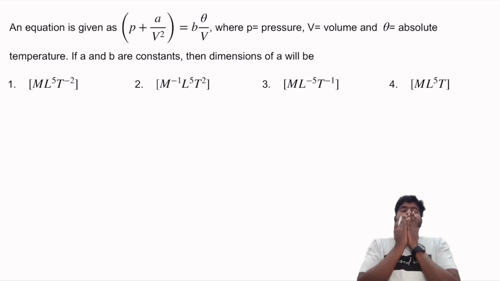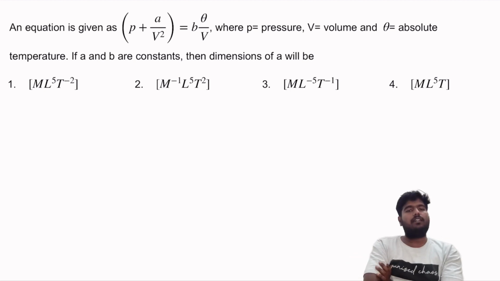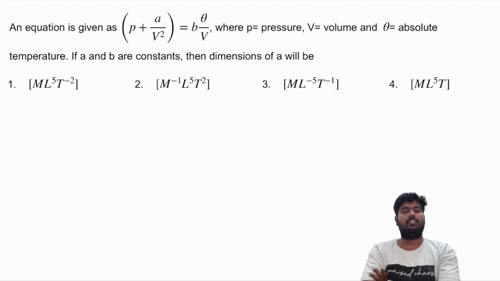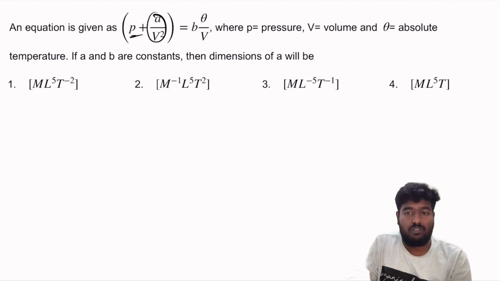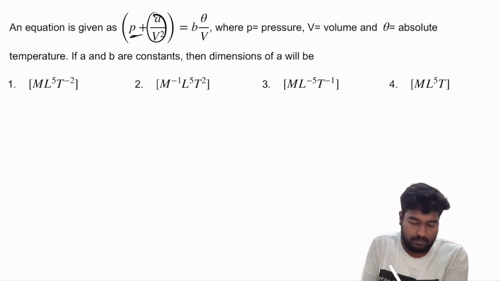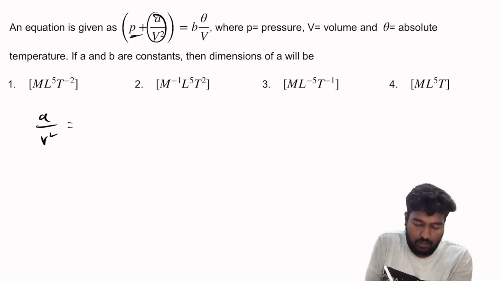Okay. An equation is given as P plus A by V square equal to B theta by V, where P is pressure, V is volume, and theta is absolute temperature. If A and B are constants, the dimensions of A will be? Now you have to use homogeneity. So A by V square is added with P. So they both should have the same dimension. So A by V square should have the dimension of P, pressure.